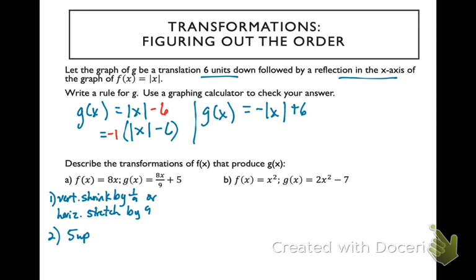On B, I start with f of x equals x squared and end up with g of x equals 2x squared minus 7. So the first thing could be a vertical stretch by 2. And then the second could be a translation 7 units down. All right, that concludes our notes on Concept 2, Parent Functions and Transformations.